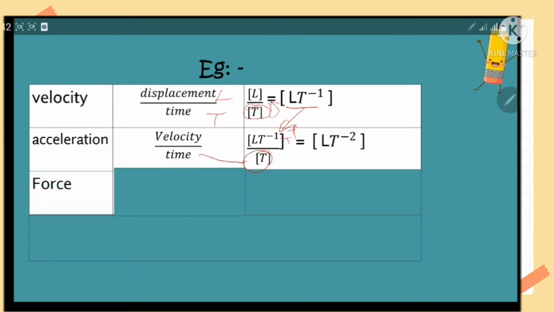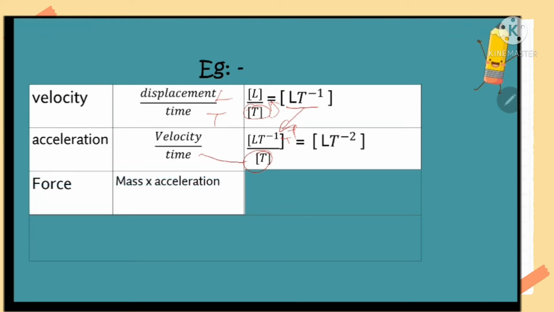Next is force. You know, force is mass into acceleration. So mass is M and acceleration is LT raised to minus 2.